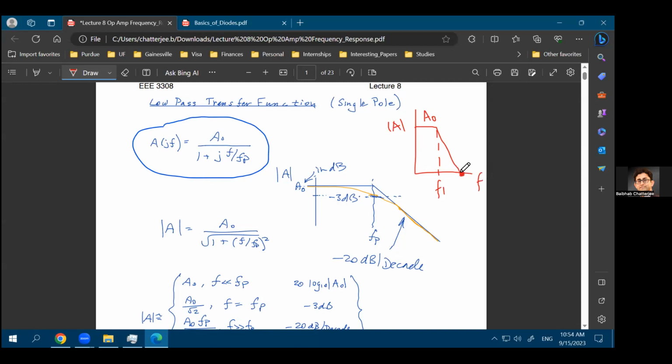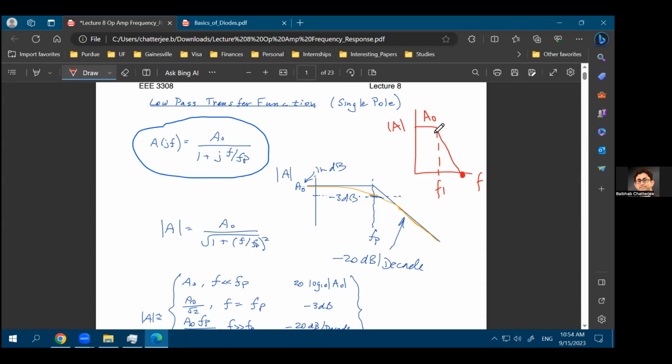So at this particular frequency, your modulus of gain, or the absolute value of the gain, becomes 1. This point. So what is that frequency when your gain becomes 1? That's also termed as the gain bandwidth product frequency. And why is that true?